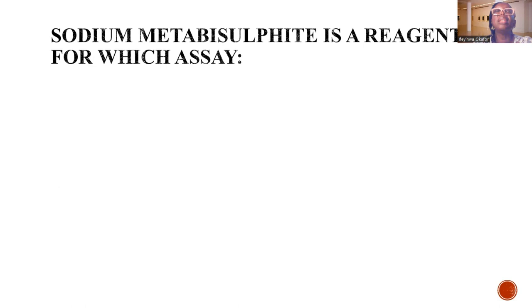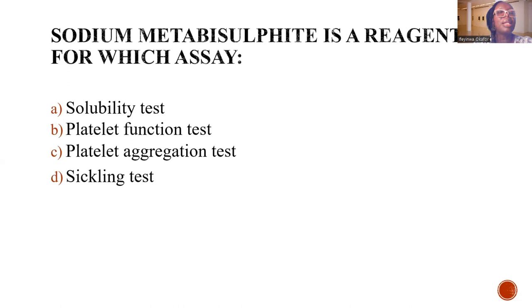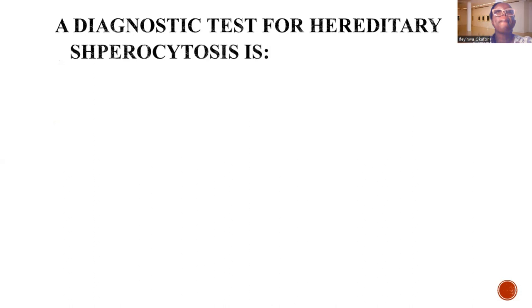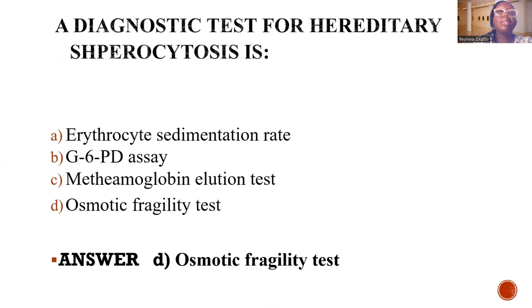Sodium metabisulfite is a reagent for which assay? Solubility test, platelet function test, platelet aggregation test, or sickling test. Answer, D, sickling test. Sodium metabisulfite is used in sickling tests. A diagnostic test for hereditary spherocytosis is: erythrocyte sedimentation rate, PD assay, methemoglobin elution test, or osmotic fragility test. Answer is D, osmotic fragility test.